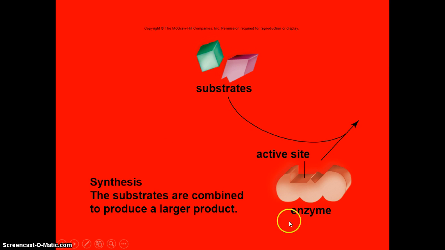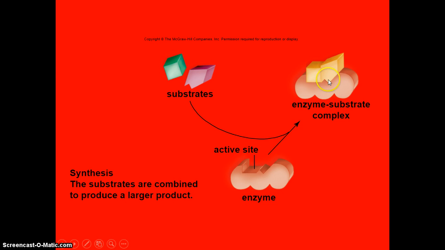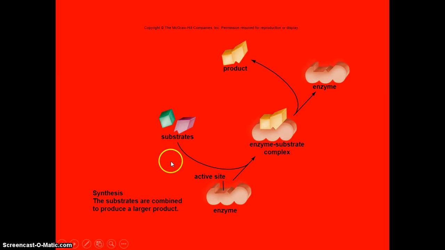Synthesis is making, so the enzyme can also have an active site where two substrates, in this case, instead of one, go in here. It's going to speed up the chemical reaction to join that chemical bond and form a product. And that product was formed by putting these two substrates together.